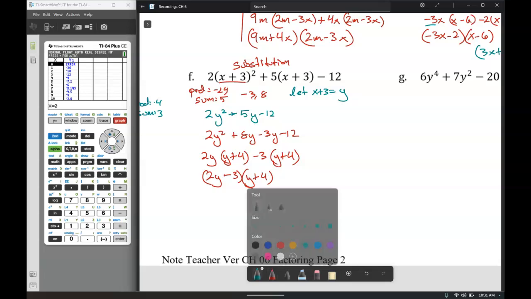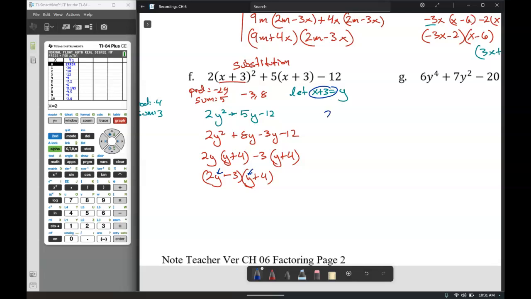And once it's factored, we can go ahead and substitute x plus 3 back in for both y's. Apply a little distributive property and combining like terms. Again, combining like terms. And we get our fully factored polynomial.